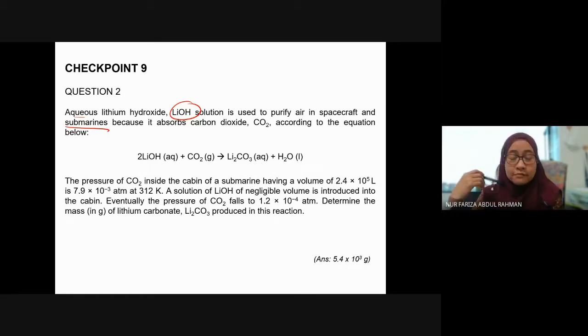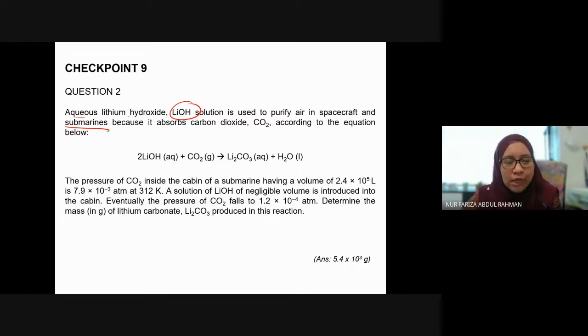Especially if it exceeds the limit it should be. So there must be a strategy to remove the carbon dioxide from the submarine or the spacecraft. So how do they do that? In order for them to live normally in the spacecraft, with no problems with breathing and whatnot.